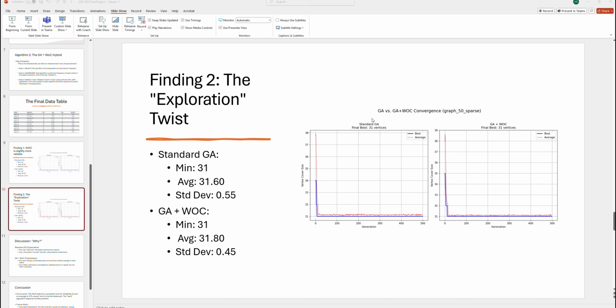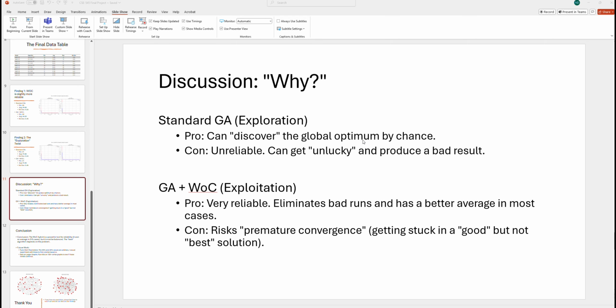This is exactly what happens in real-world research. A smarter, more complex algorithm can easily be outperformed by a seemingly dumber one by random chance, if it's not designed correctly. This single finding is the key takeaway of the entire experiment. So the big question is why?